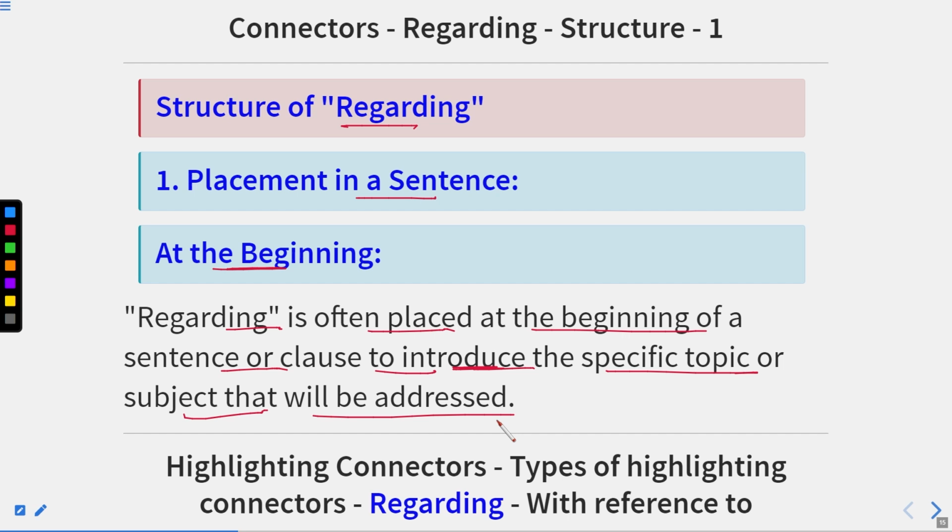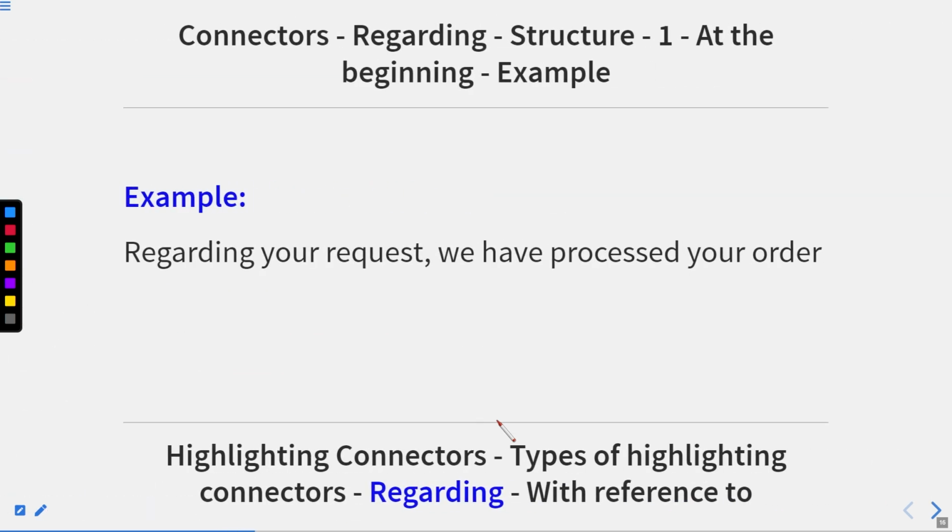So regarding is only introducing that particular statement which has to be highlighted, not the entire sentence. Example: "Regarding your request, we have processed your order." So "regarding your request" is actually the noun phrase. I'm using the word regarding because I'm not talking about the entire sentence. In fact, I'm talking about your request. It means the request you have made to me earlier. So the request was earlier, and according to this request, I'm talking about regarding your request. It means the request you have made already.